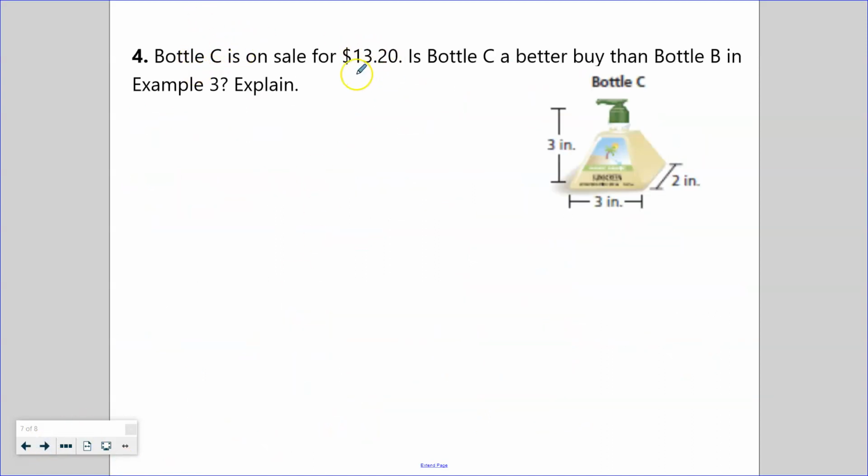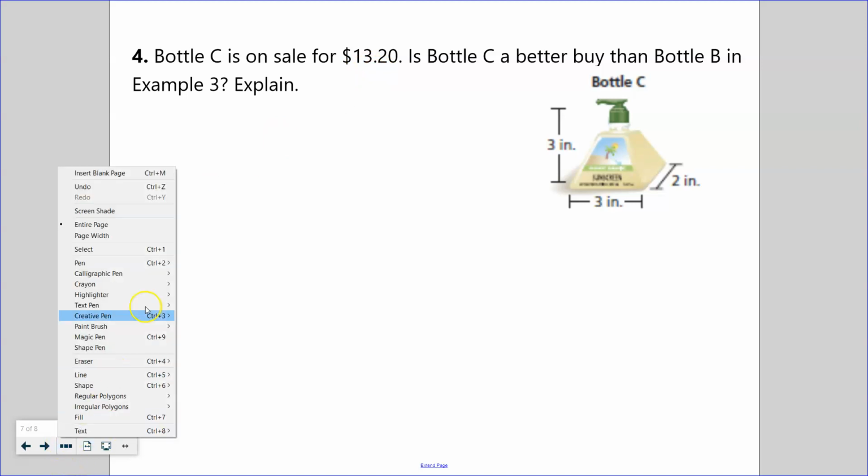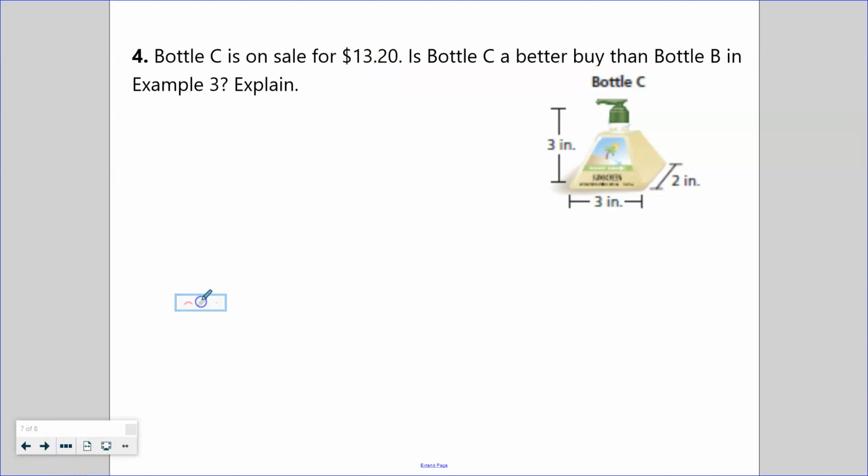Bottle C is on sale for $13.20. This is one to do on your own, so go ahead and push pause and check out the answers once we go. I'm going to push pause right now as well, and the answer will be here when you come back.